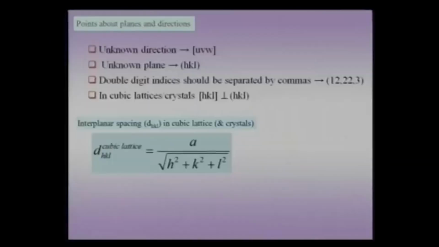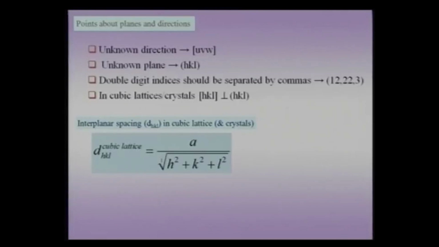So, what is the formula for d HKL for the cubic lattice? And as you can see, I have explicitly mentioned it is a cubic lattice, and the formula is, a is the lattice parameter of the cube, and the interplanar spacing is a divided by square root of h square plus k square plus l square. Now, let me return to the problem in hand and try to calculate the interplanar spacing for the two kinds of planes we have just now seen.